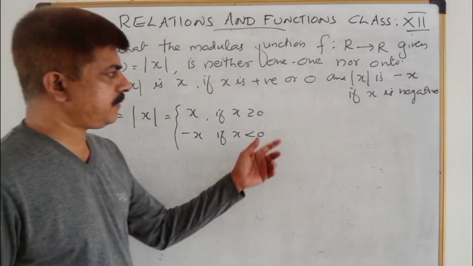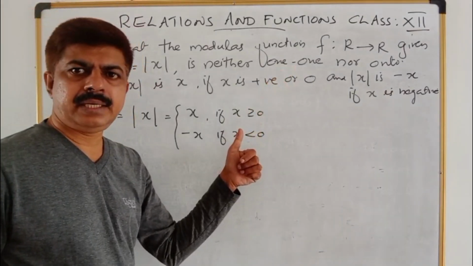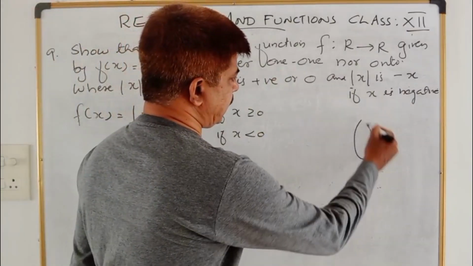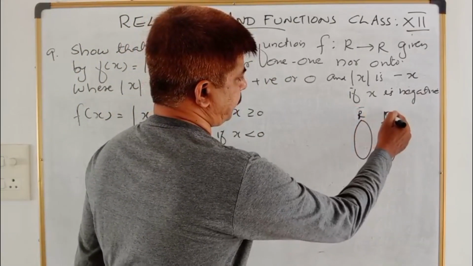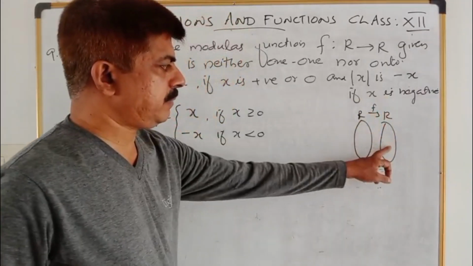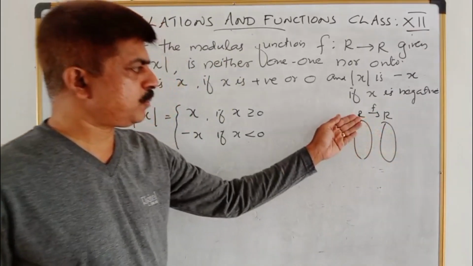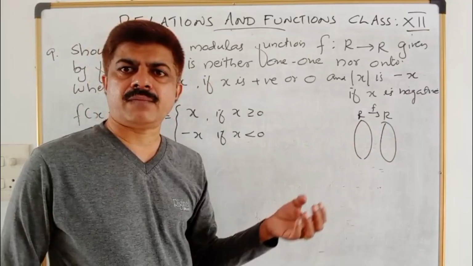So we are asked to prove that this is neither one-one nor onto. The function f is from R to R, and R is the set of real numbers. Domain and codomain both are real numbers. So we have to prove whether it is one-one or not. How will you prove the given function is one-one or not?